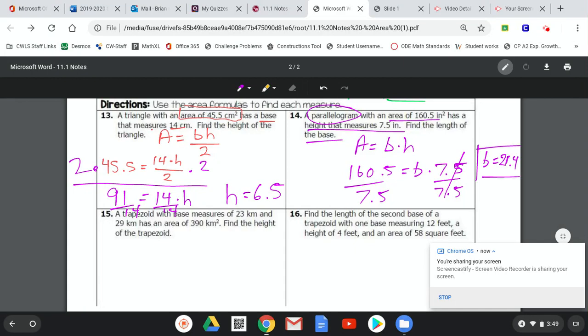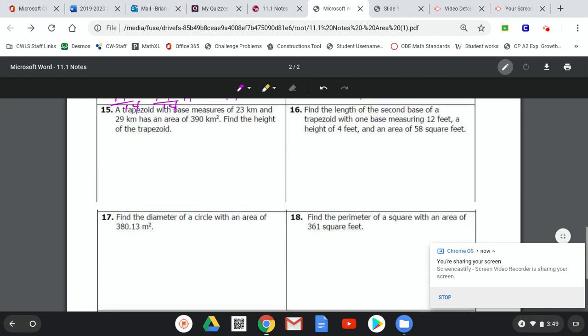All right. So moving on down. A trapezoid with bases measuring 23 kilometers and 29 kilometers has an area of 390. Find the height of the trapezoid. So our area formula for a trapezoid is 1/2 height times base 1 plus base 2.